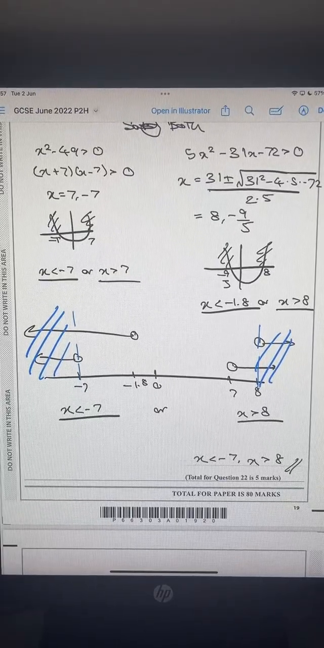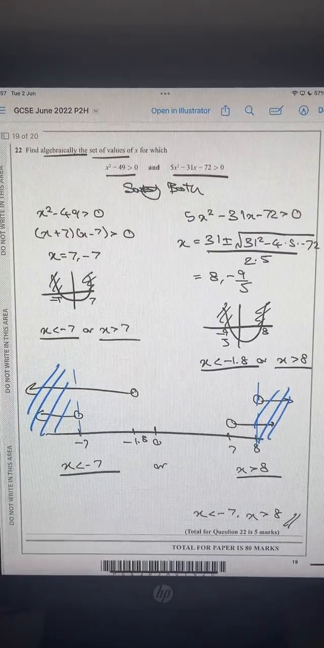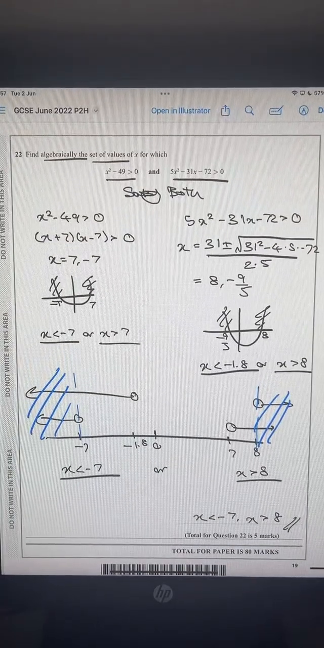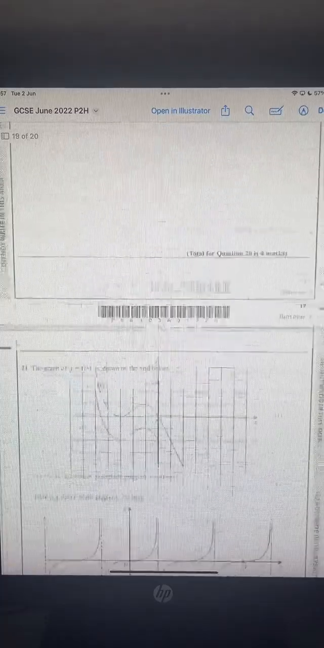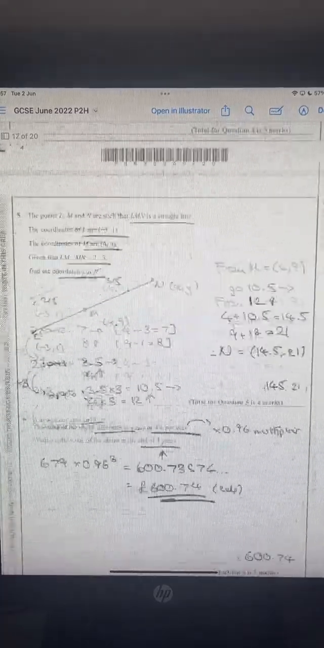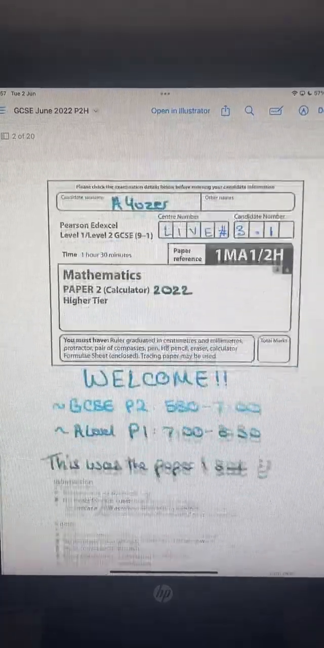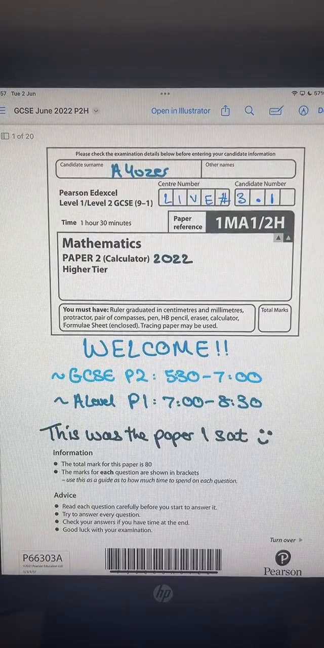And that is a wrap on the 2022 GCSE paper 2. I hope that makes sense. This was a very nice ending to the paper, and that is how you would do this paper. Hopefully that explanation worked for everyone.